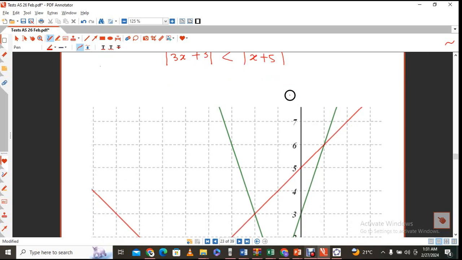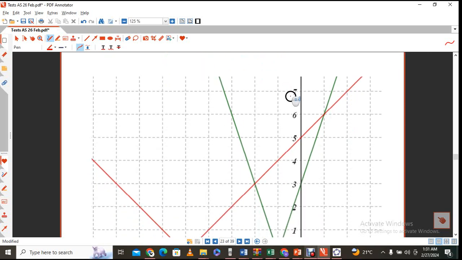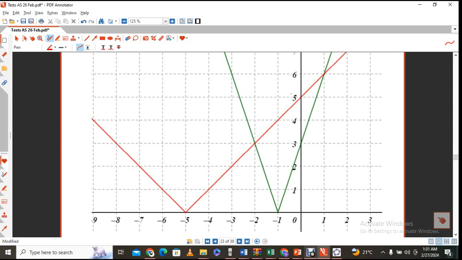So the green one, where will the green one be less than the red one? It's where it's below. So it's basically from here. Can you see that it's below? So what is the range of values? Well, you can perhaps see by implication, it is from between 1 and obviously -2. So that's what we mean by that, okay?